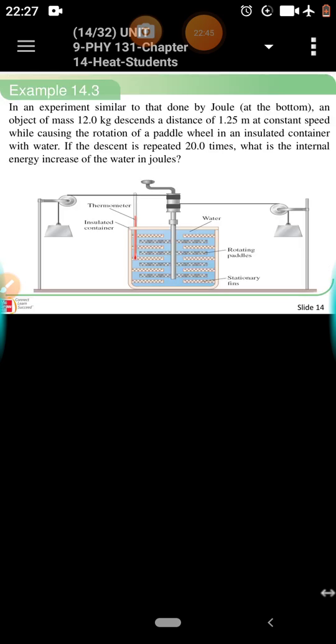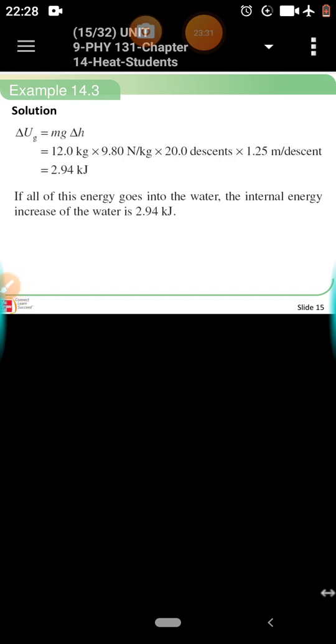In an experiment similar to that done by Joule, an object of mass m, of mass 12 kg, descends a distance of 1.25 meters at a constant speed while causing rotation of a paddle wheel in an insulated container with water. If the descent is repeated 20 times, what is the internal energy increase of the water in joules?